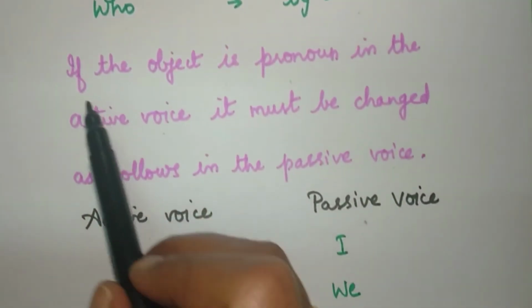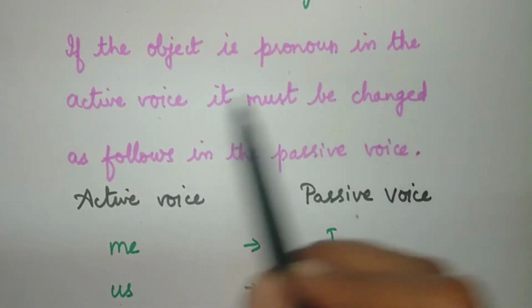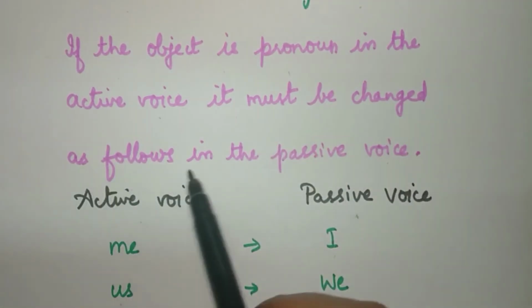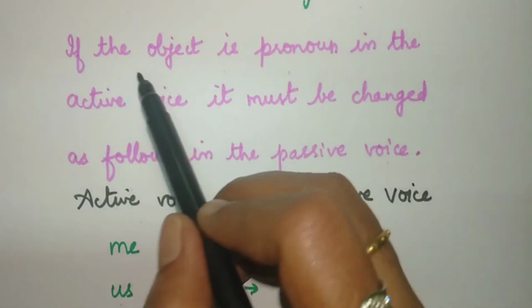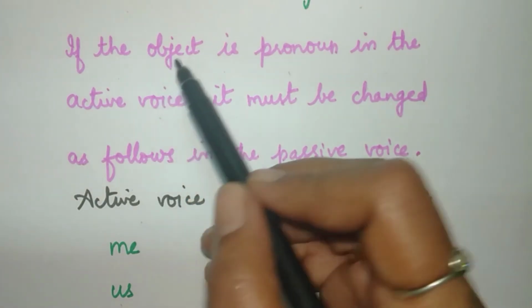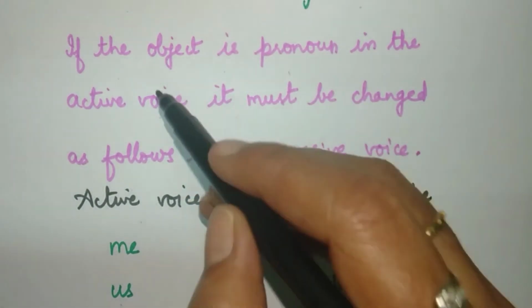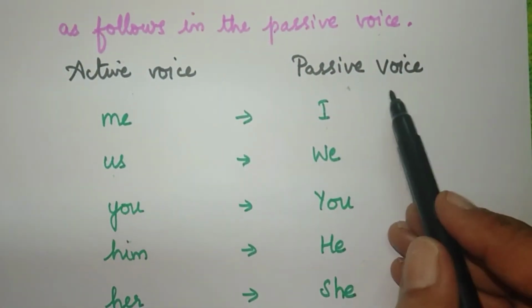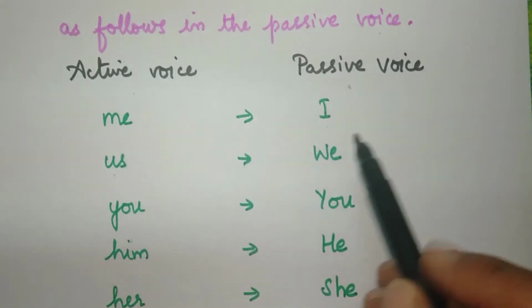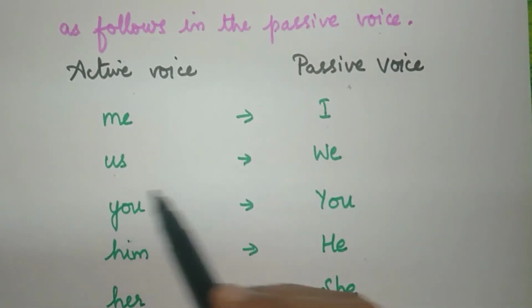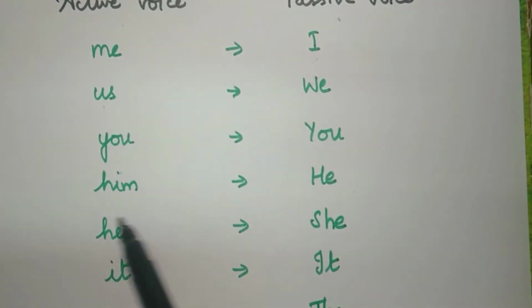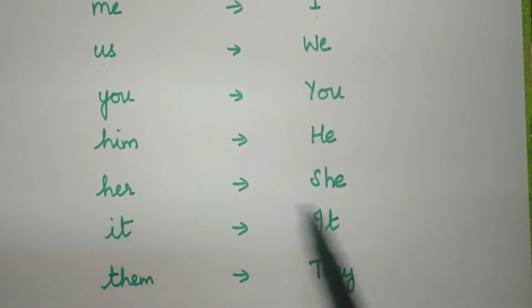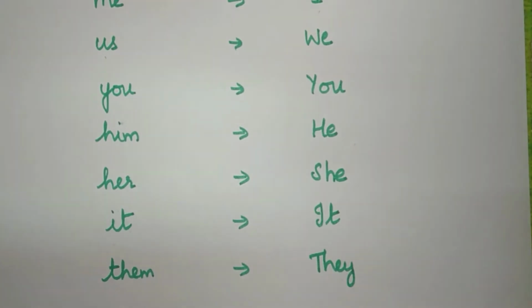The next one: if the object is a pronoun in the active voice, it must be changed as follows in the passive voice. Me in the active voice we are changing into I. Us means we, you means you, him means he, her means she, it means it only, them means they. So from active voice, the pronoun we are changing into passive voice like this way.